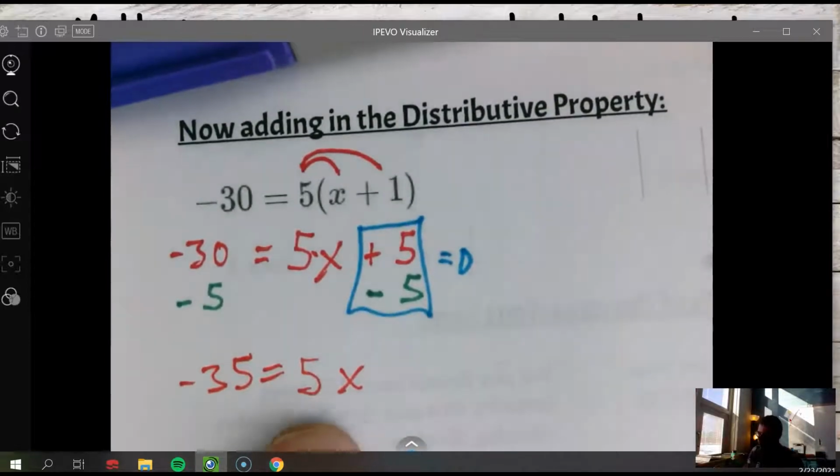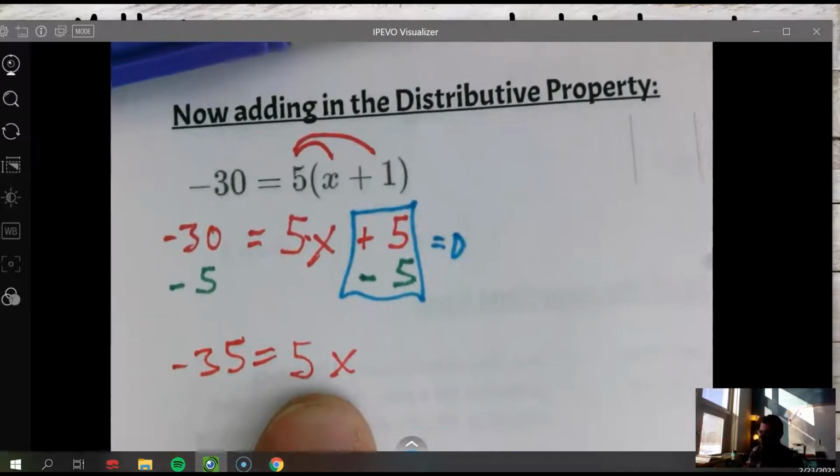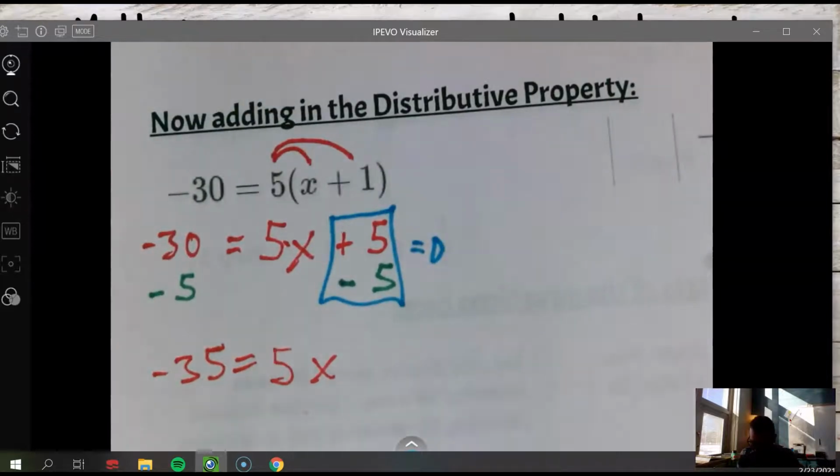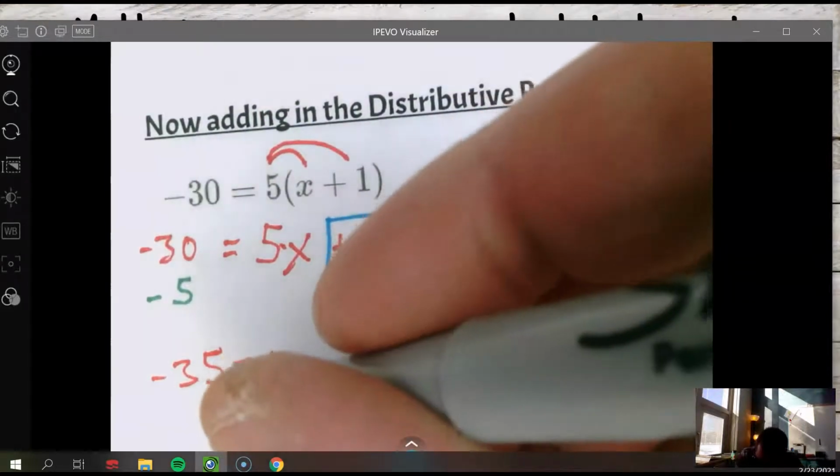And then what would I do to undo multiplication by 5? What's the opposite of multiplication? Yeah, division. So we would divide both of these, left side, right side.